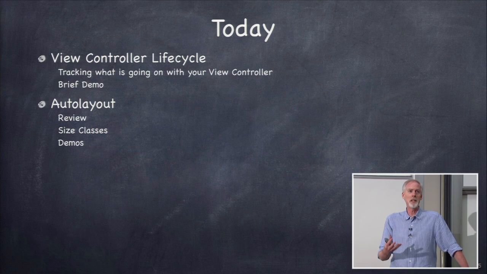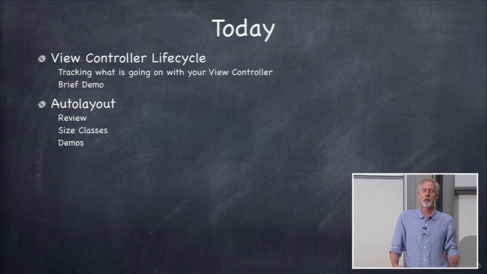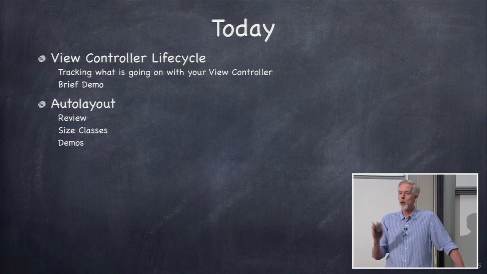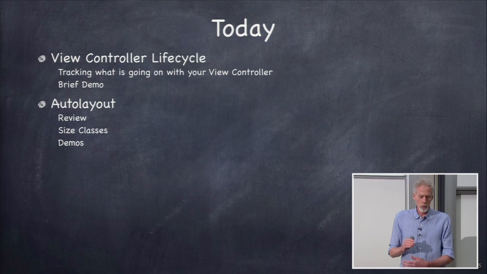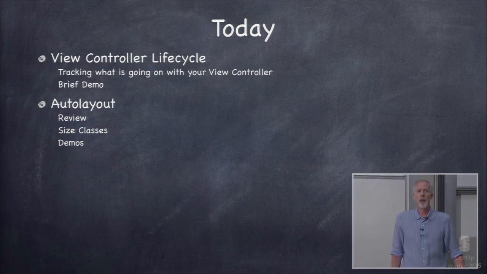And I keep promising I'm going to talk about it, and so I am finally going to talk about auto layout. Of course, you already know a lot about auto layout, and I'm going to review that. Then we're going to talk about an important piece of auto layout that we haven't talked about so far, which is size classes. And then I'll be doing a humongous couple of demos on auto layout because, you know, it's the kind of thing you're going to have to see it to really understand it. But first, let's talk about view controller lifecycle.